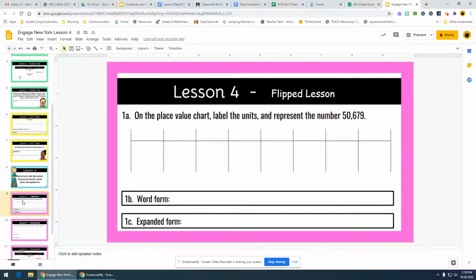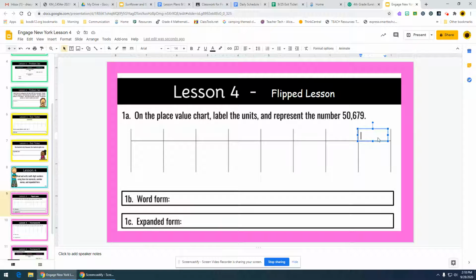So our first problem is asking us to use a place value chart, label the units, so filling in our top section, and represent the number 50,679. And for today's lesson, we can write in the digits because we don't need to worry about bundling and shifting for this. So I'm going to first label the units.